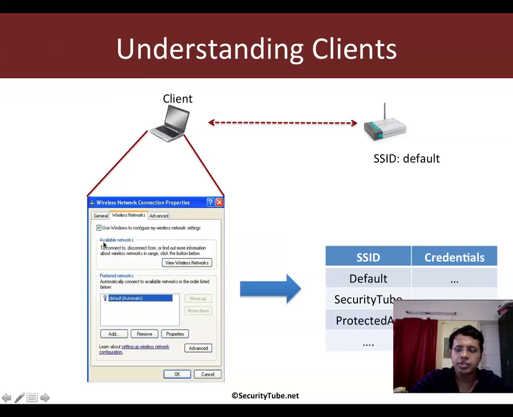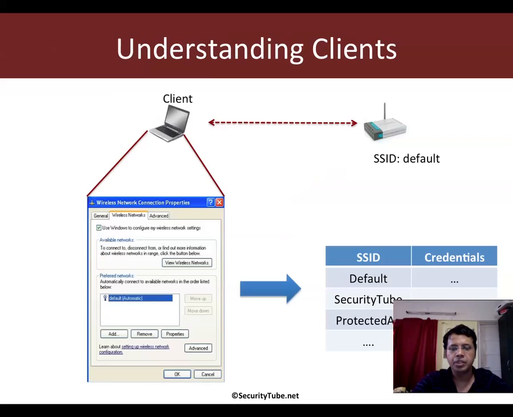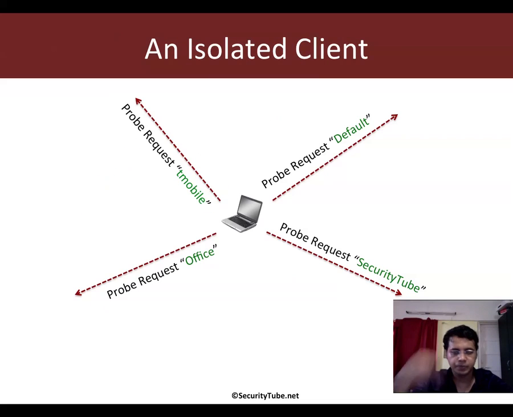So let's assume now this client is actually at an airport where none of the networks it had previously connected to, such as default, security tube, office or T-Mobile, are available. Now what happens is the client keeps on sending out probe request packets. As we know, probe request packets are a way of trying to find whether a given network is available in the vicinity, right? So the client would automatically keep sending probe requests to locate any of these networks which have been previously stored in its preferred network list.